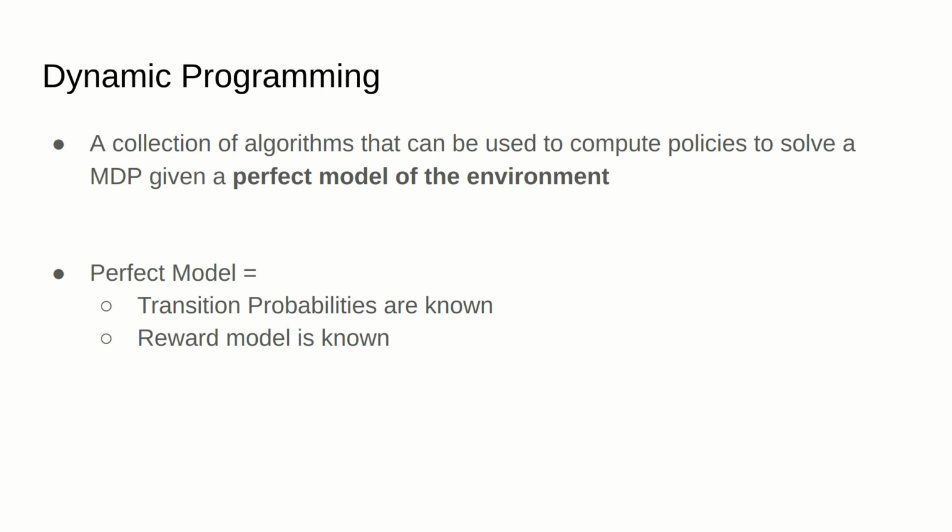Dynamic programming refers to a collection of algorithms that can be used to compute policies to solve an MDP given a perfect model of the environment. Specifically, a perfect model of the environment means that the transition probabilities, or the likelihood of ending up in a given state when taking an action from another state, as well as the reward model, or the likelihood of getting a particular reward for being in a particular state, are known for the entire environment.